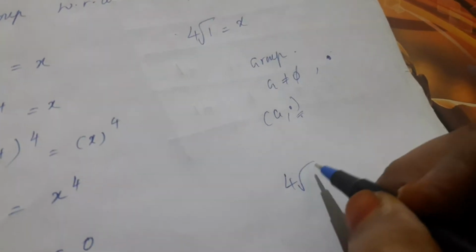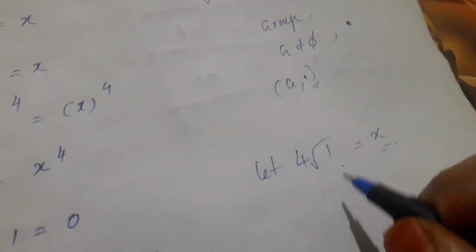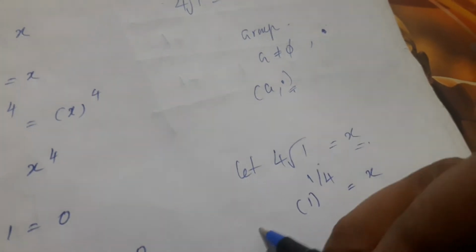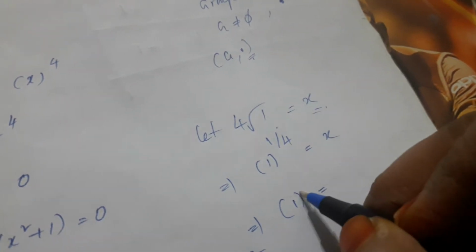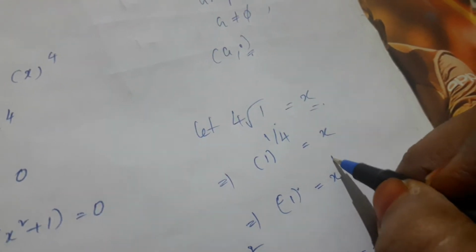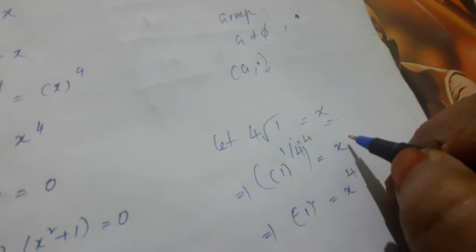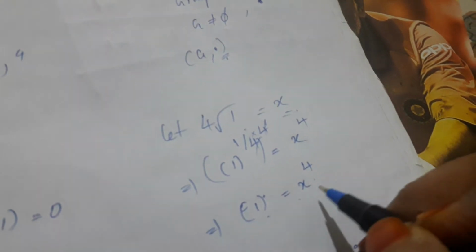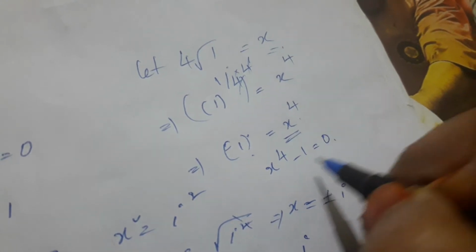Let the fourth root of 1 be equal to x. Now it can be written as 1 to the power of 1 by 4 is equal to x. On both sides, we have to raise to the power of 4, so it can be cancelled. What will be here? 1 is equal to x to the power of 4. It can be written as x to the power of 4 minus 1 is equal to 0.